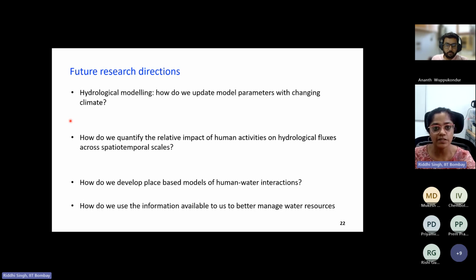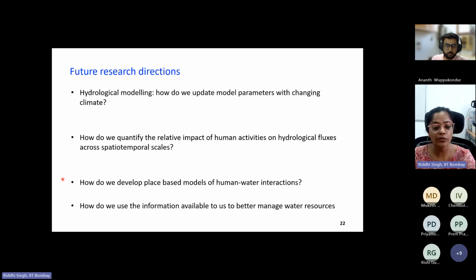So one of the studies we did with the Buddhi Cook work was for an entire India scale, but there are works which do look at basin scale and urban scale. So there are so many ways in which humans are affecting the hydrological cycle. We know they are affecting, but to what extent are they affecting? Are they becoming an important driver? Then at which scale?